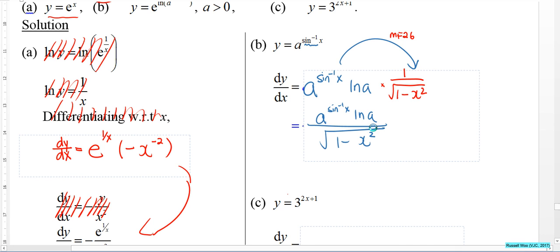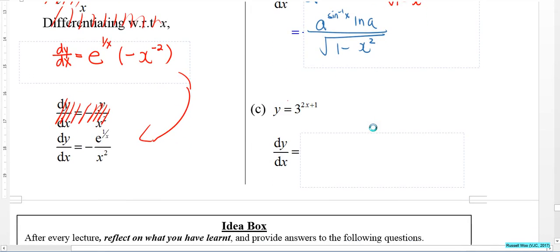Okay, that's that. C is simple. You can do it on your own. In fact, C is simpler than B. Just write it out. You get 3 to the power of 2x plus 1 ln 3 times 2. Correct? That's that. That's the end of the chapter. You can do tutorial 8 now.